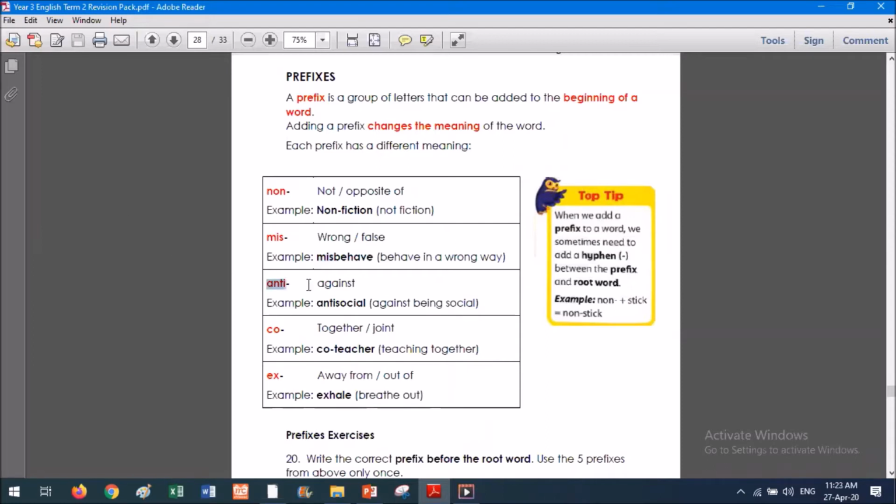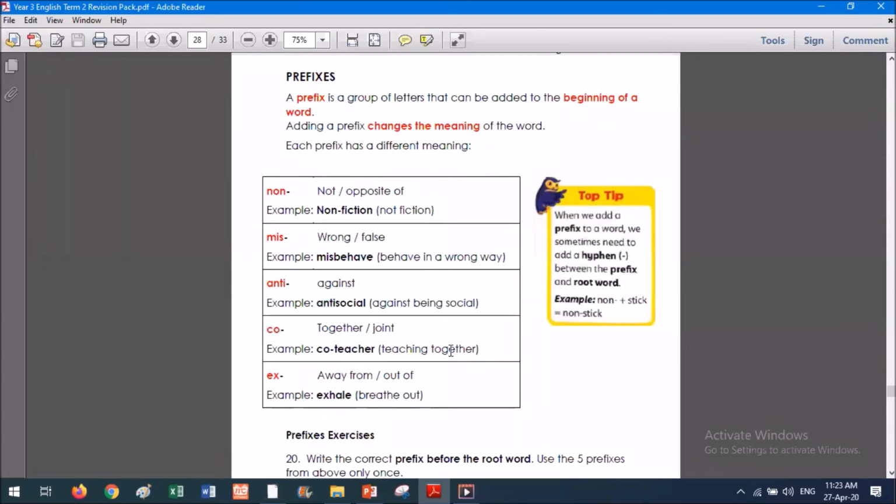The next one we have is anti, which means against. Here we have anti with social, antisocial, which means we're not wanting to be social. Sometimes we're in a bad mood and we don't really want to talk to anybody, so we can say that we're feeling a little bit antisocial. Don't really want to talk to anyone right now.